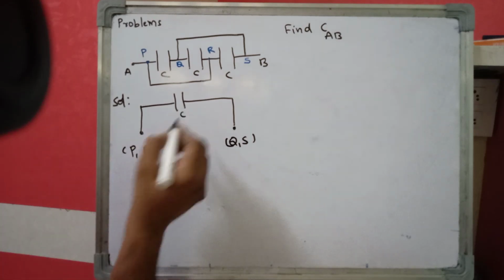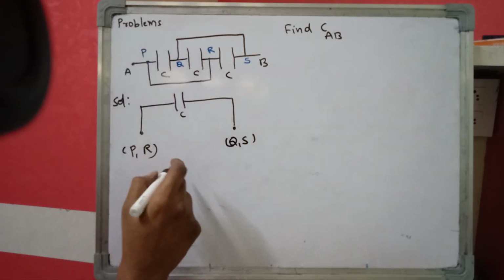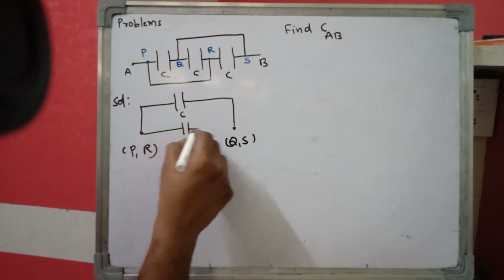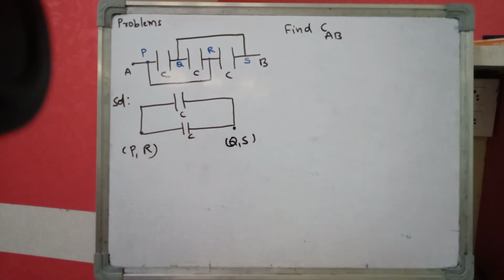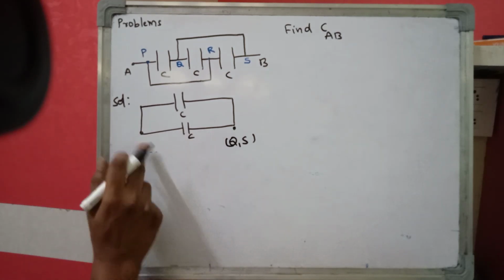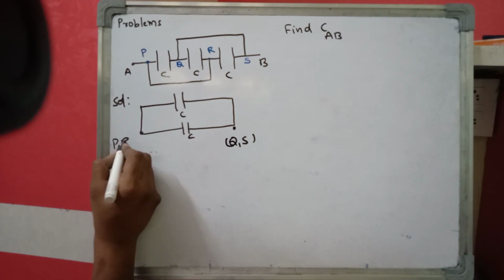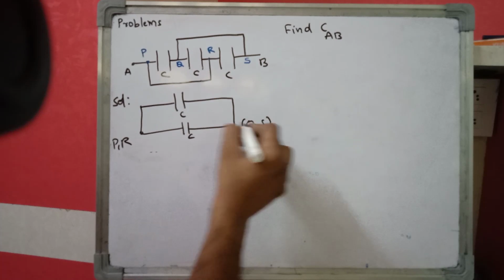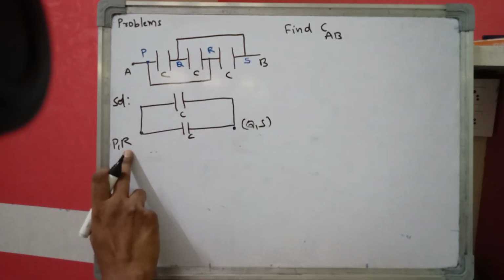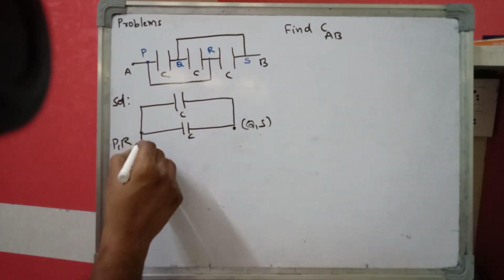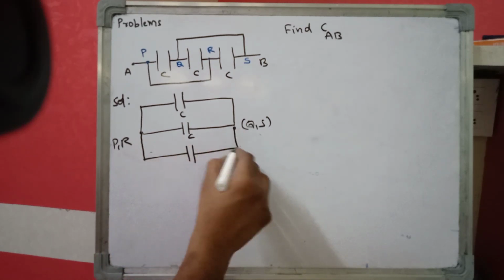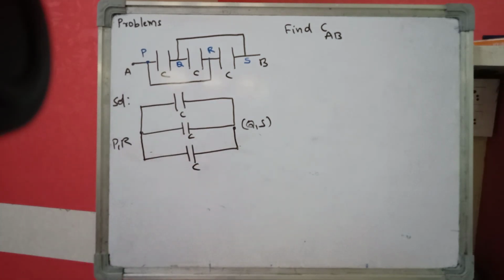Say its capacitance is C. Between Q and R we have one more capacitor. This is Q, this is R. One more capacitor between these two. Its capacitance is also C. Let us write P and R here. This is P and this is R. Q and S. Between R and S, this is R and here we have S. Between R and S also we have one capacitor like this. So totally how many capacitors here? We have three capacitors.